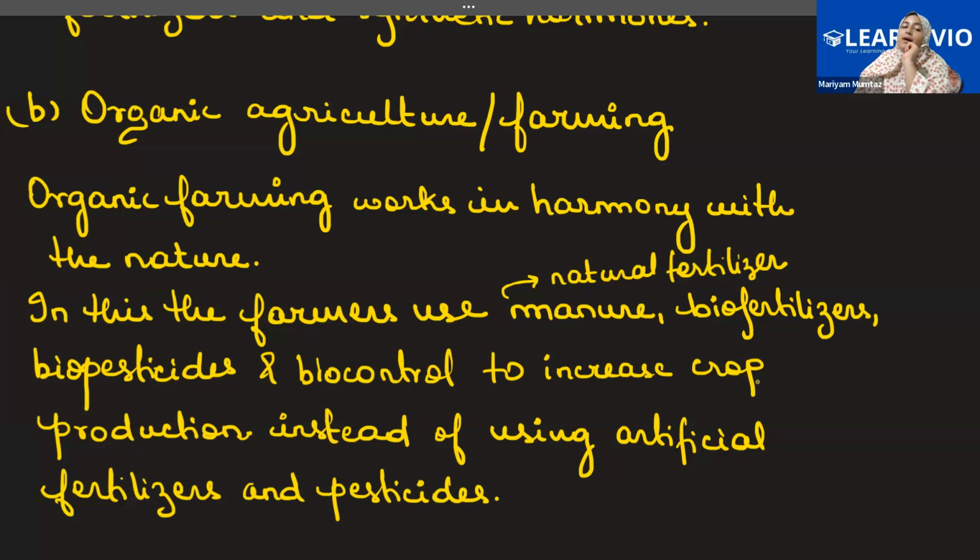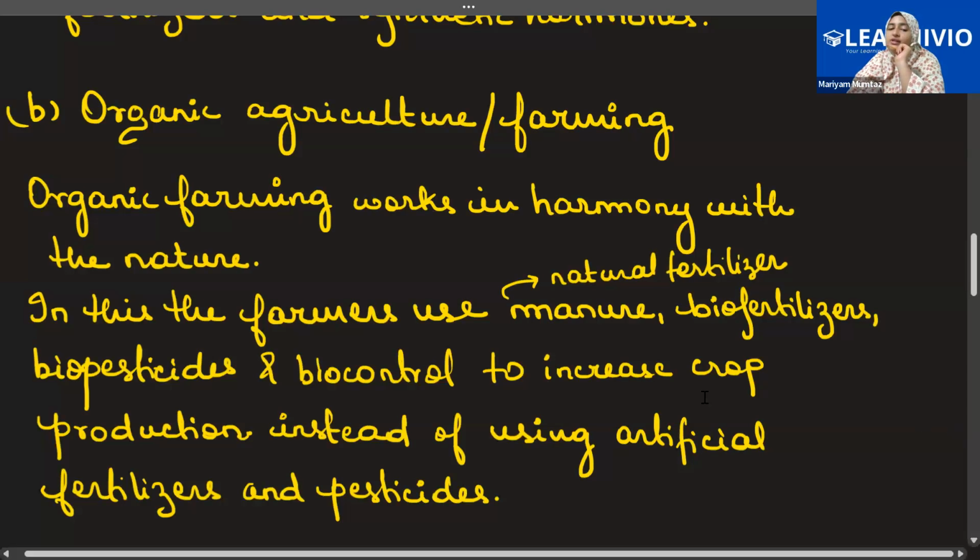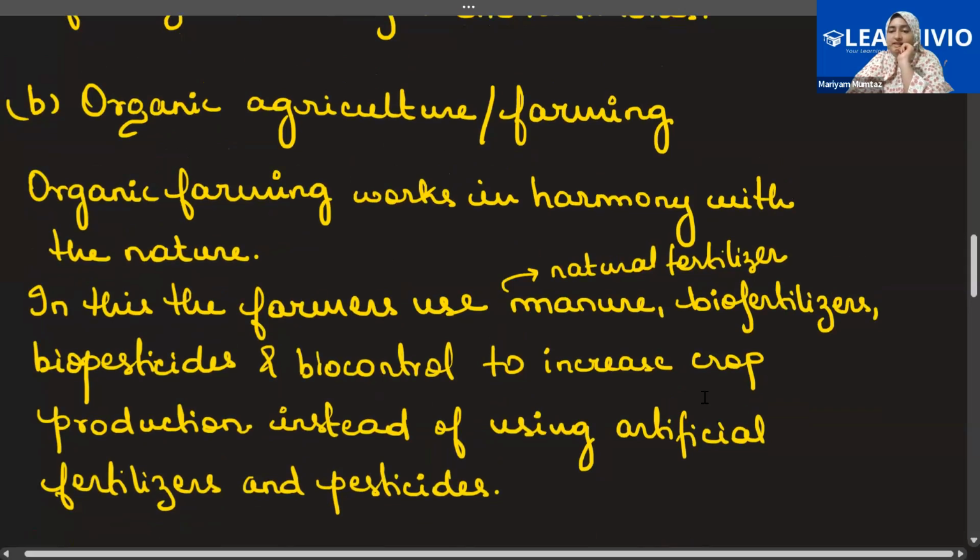Then there is the use of biopesticides, certain organisms that will control the pest. Not chemicals, but bio refers to the living things. So these are the living things that will control the pests. Then biocontrol, again the same thing, to increase the crop production instead of using artificial fertilizers and pesticides.